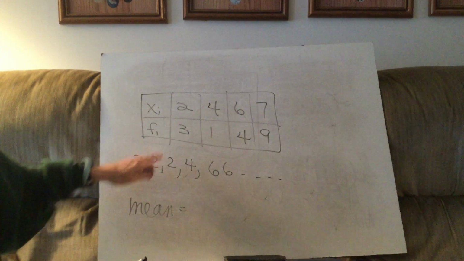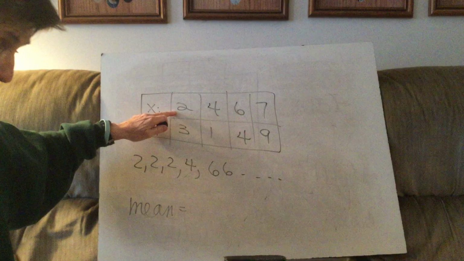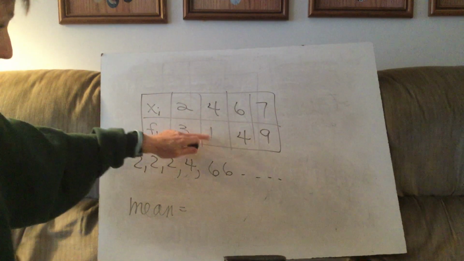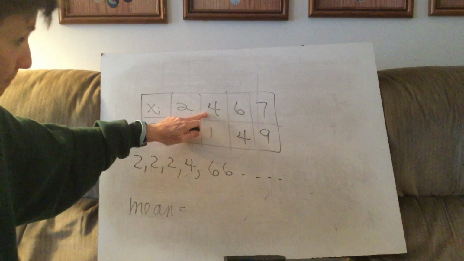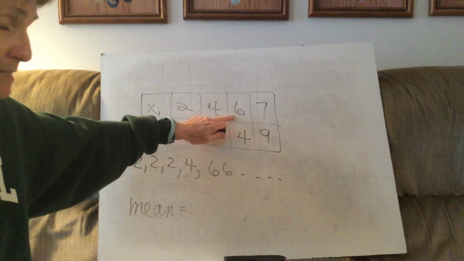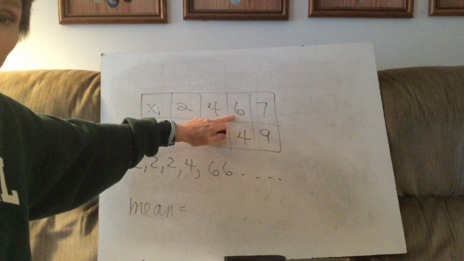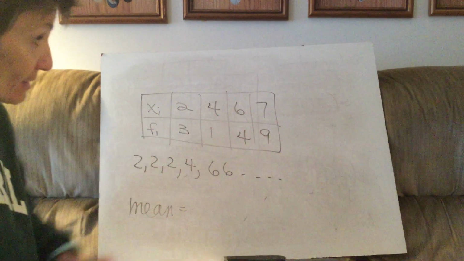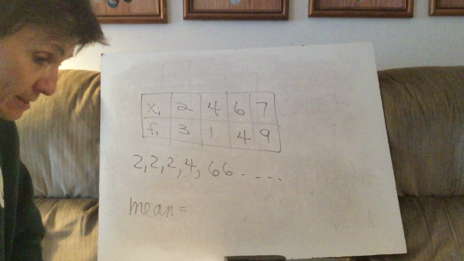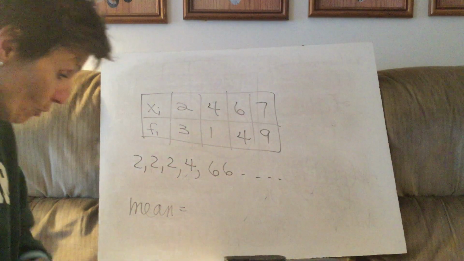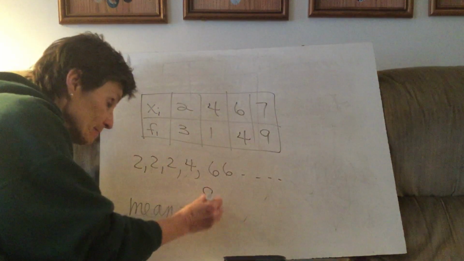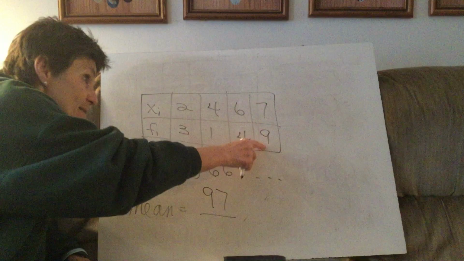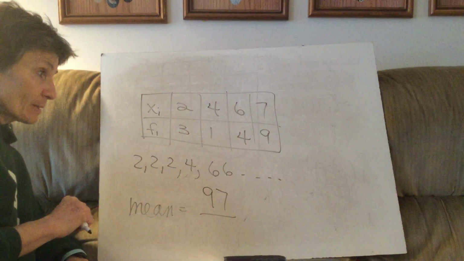Well, to add them all up, we have 3 2s. So that's 3 times 2, or 6. We have 1 4, so that's plus 4. We have 4 6s, so that's 4 times 6, or 24. And then 9 7s, so 9 times 7, or 63. So my total is 97. So 3 times 2, 1 times 4, 4 times 6, 9 times 7, add them all up.